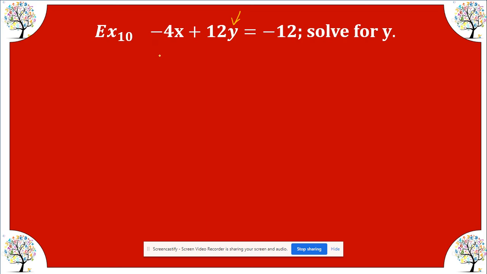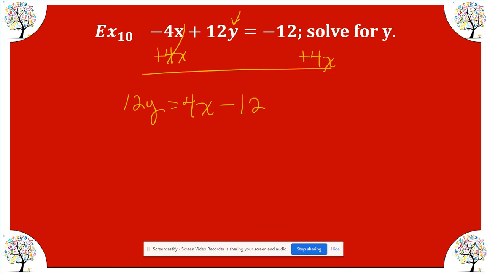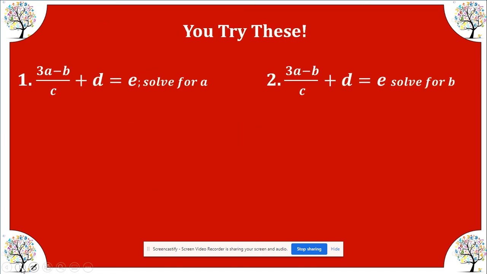We're going to move the minus 4x, so the addition property of equality. Again, the linear term and then the constant. Divide by your coefficient 12. y is equal to, so 4 over 12 is the same as 1/3, and then you have your x and then minus 1. Okay, pause the video, you try these, and then when we come back, we'll go over these together.